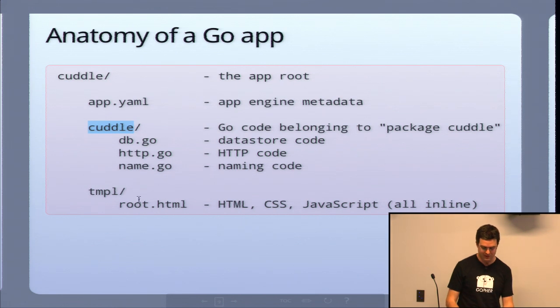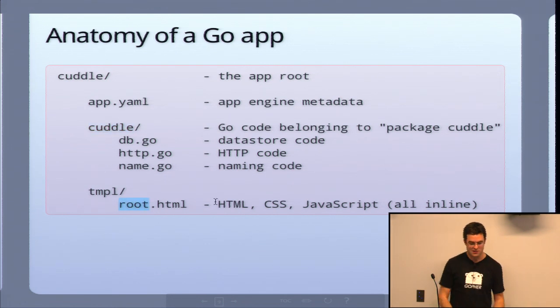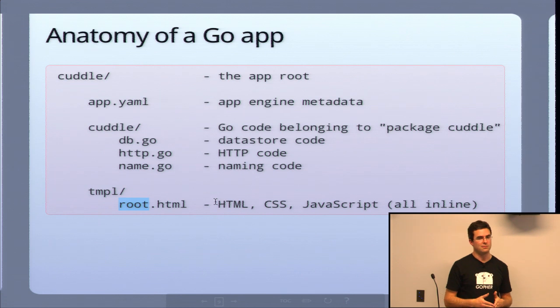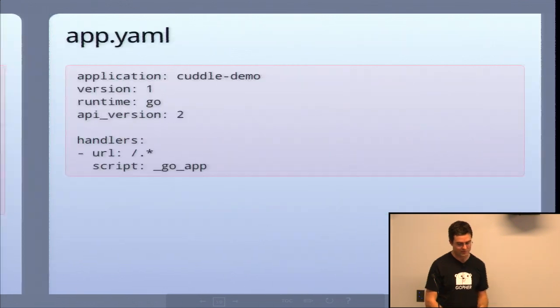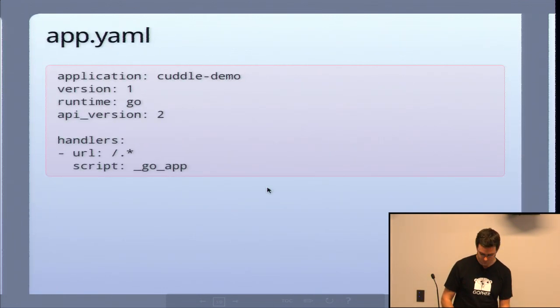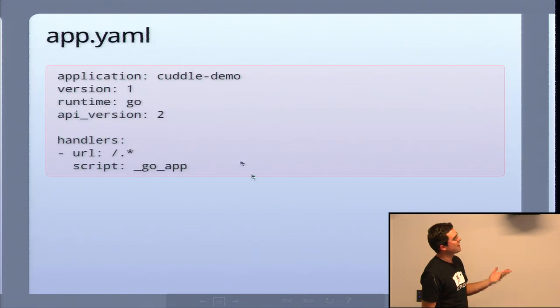And then finally we have the root.html, which is a template file in the template format that Rob demonstrated the Lexer for before. It only uses a small subset of the template package's language, but it does nonetheless use it. So this is what the app.yaml file looks like.